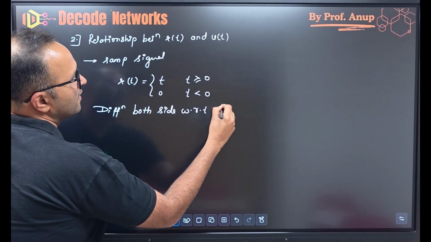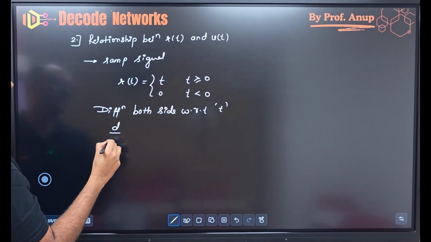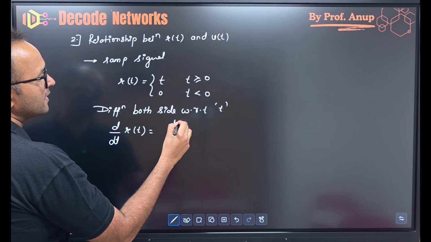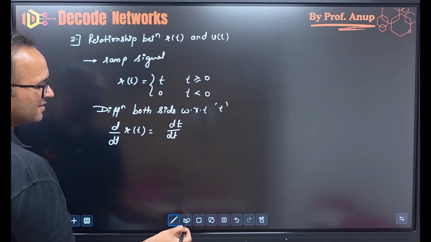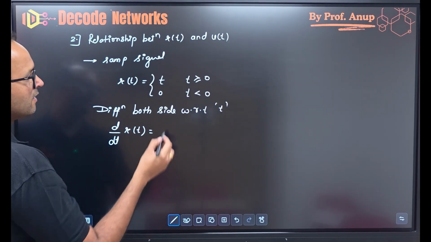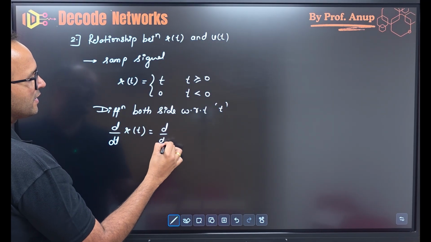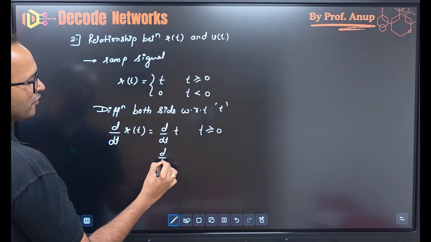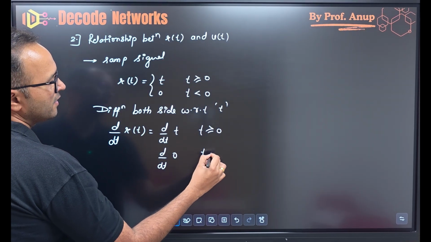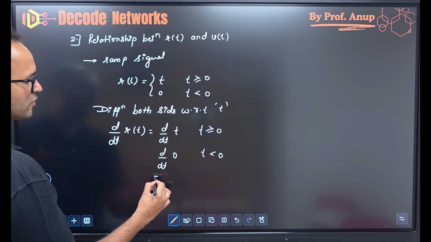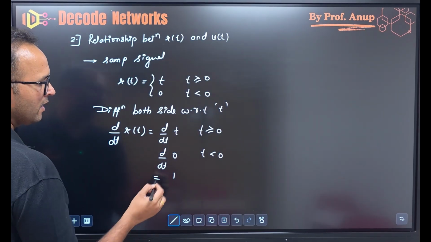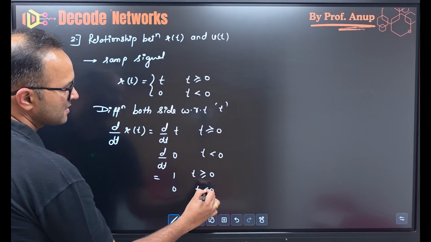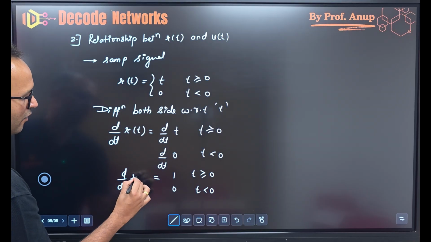With respect to t, when I differentiate this, differentiate means derivative, d by dt of R of t, that is equal to dt by dt. Understand, you need to differentiate this. So d by dt of t, where t is greater than or equal to 0, and differentiation of 0 where t is less than 0. Okay, what will you get? If you check the right hand side, d by dt of t is nothing but 1, d by dt of 0 is 0. This is for t greater than or equal to 0, this is for t less than 0, and the left hand side was d by dt of R of t.